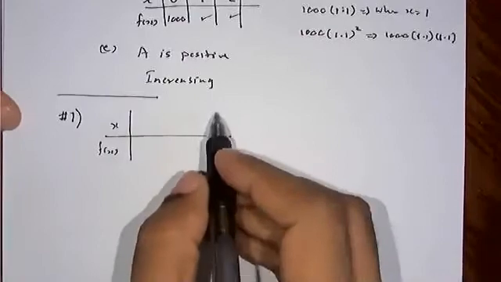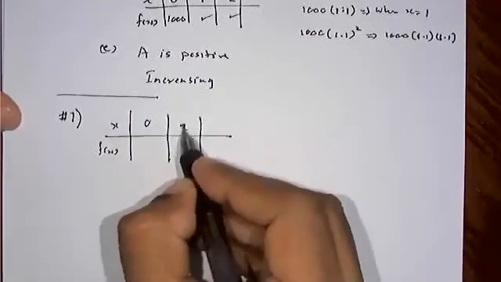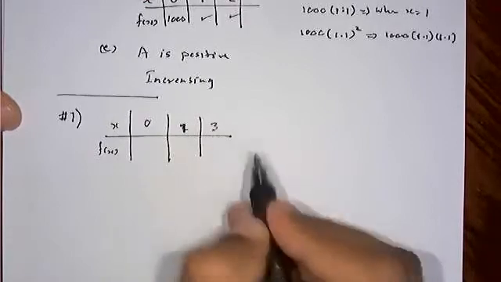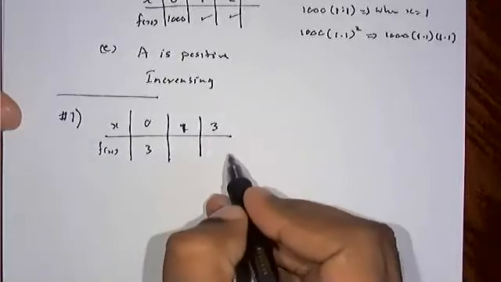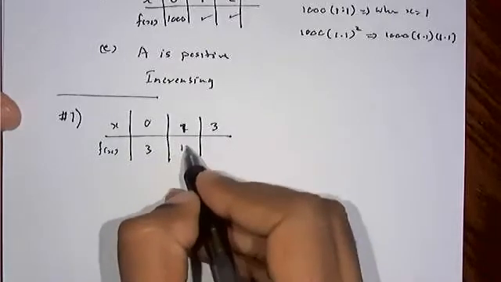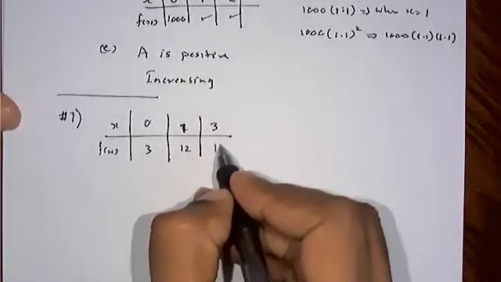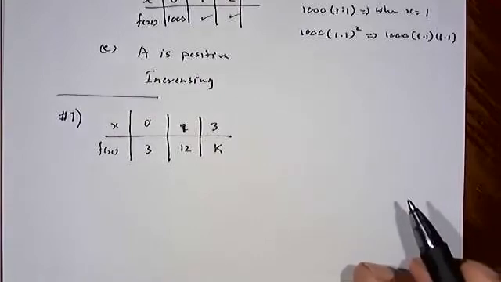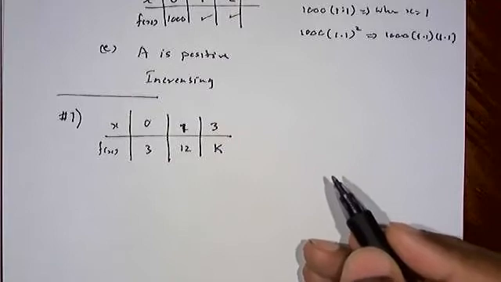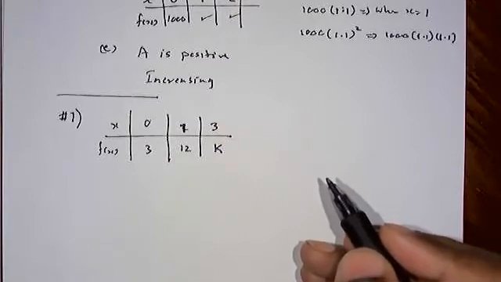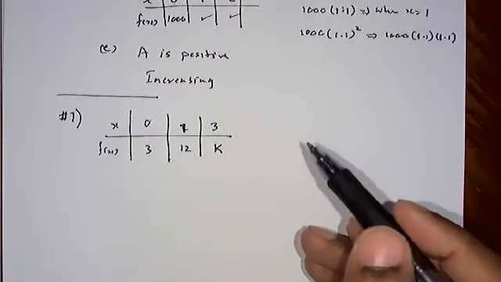The x values are 0, 1, and 3. And then for the y values, when x equals 0, the y value is 3. When x equals 1, the y value is 12. And when x equals 3, we don't know the y value. It is not given to us, and they ask us to find that value. So they call it k. Now using that information, we should determine the value of k.